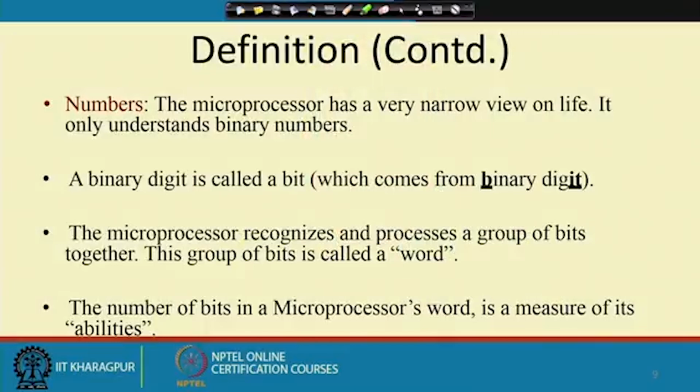The number of bits in a microprocessor word is a measure of its abilities. So, why do we say this? When I say a microprocessor is an 8-bit microprocessor, it means that it can operate on 8-bit values. When I am doing integer addition, it will be only 8-bit numbers, and the result can be 8 bits plus 1 carry bit, a total of 9 bits. If I am talking about a powerful processor, that means it will be able to handle larger values.